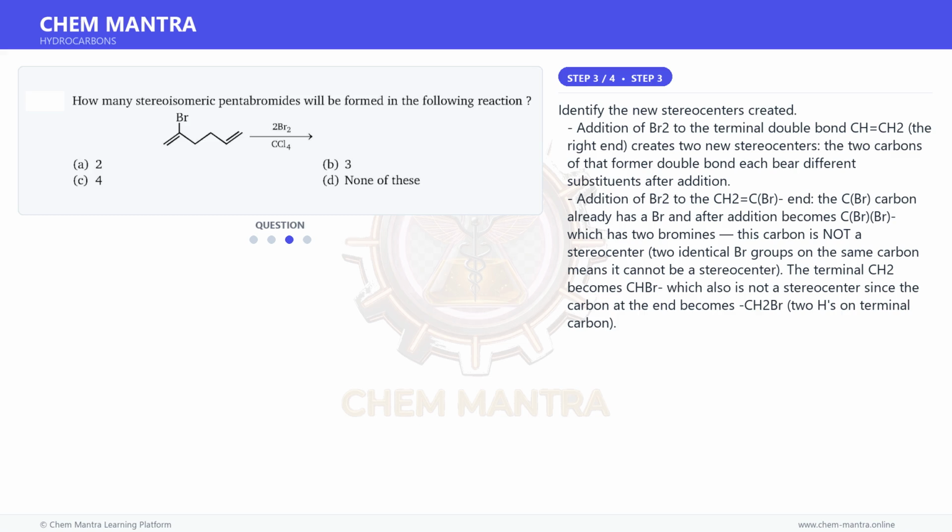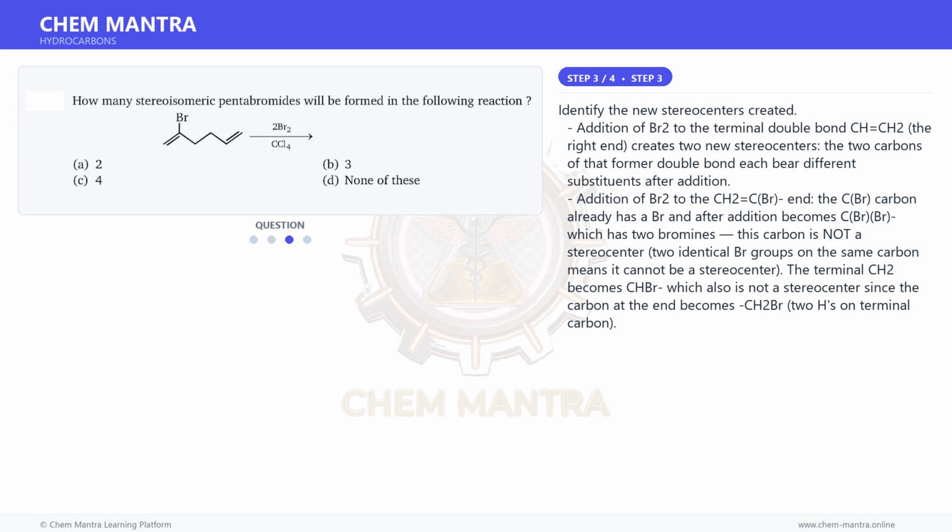Identify the new stereocenters created. Addition of Br2 to the terminal double bond CH=CH2, the right end, creates 2 new stereocenters. The 2 carbons of that former double bond each bear different substituents after addition. Addition of Br2 to the CH2=CBr, and the CBr carbon already has a Br and after addition becomes CBr2, which has 2 bromines.